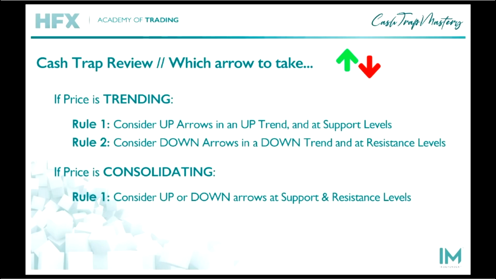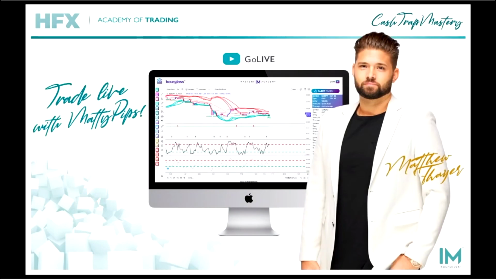To utilize Cash Trap 2.0, we keep this very simple. Once again, if price is trending, we consider up arrows in an uptrend and at those support levels. Rule number 2 is to consider down arrows in a downtrend and at resistance levels. If you identify that price is in consolidation, we simply have one rule, which is to consider up arrows or down arrows at support and resistance levels.